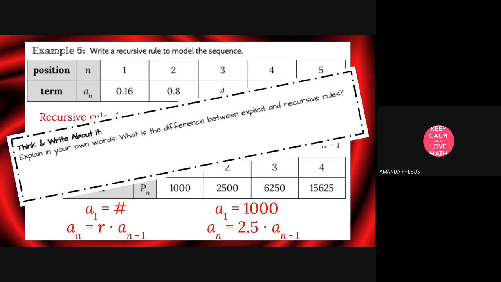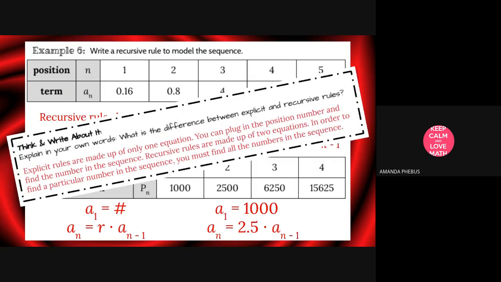Here's what I think. I think explicit rules are made up of only one equation. You can plug in the position number and find the number in the sequence. Pretty easy. That's the strength of an explicit rule. Recursive rules are made up of two equations. In order to find a particular number in the sequence, you must find all the numbers in the sequence. So it depends on how far out you're going.